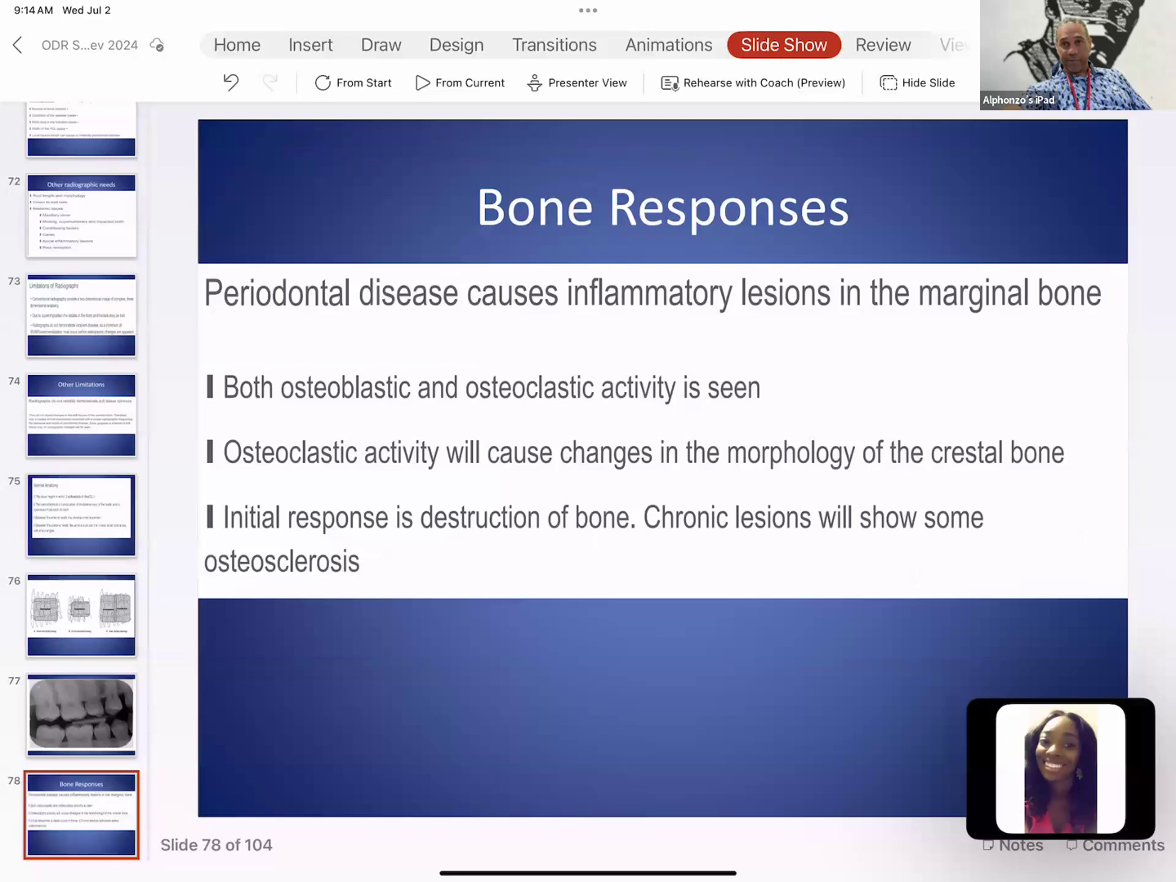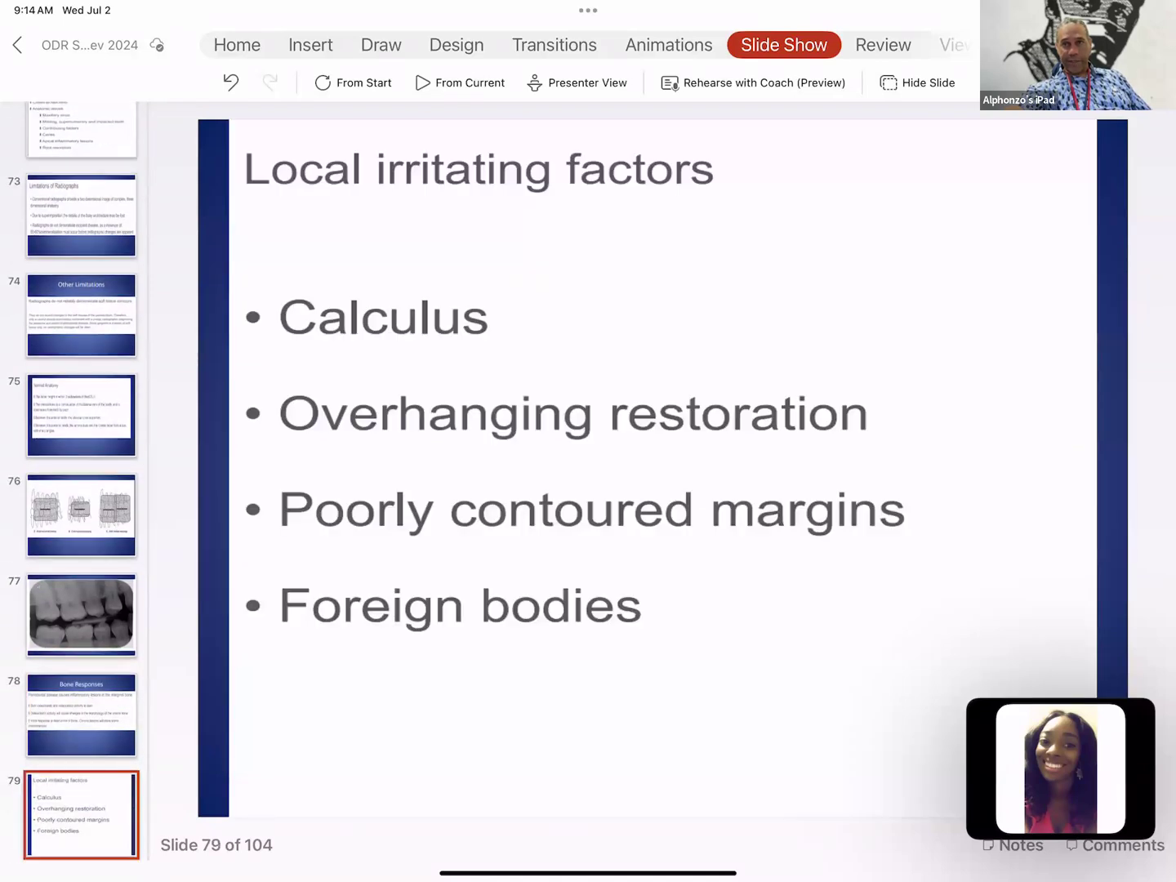Bone responses: periodontal disease causes inflammatory lesions in the marginal bone. Again, here osteoclastic activity is seen. The short responses, destruction of bone; chronic lesions will show some osteosclerosis. So that's that laying down of bone around the area.